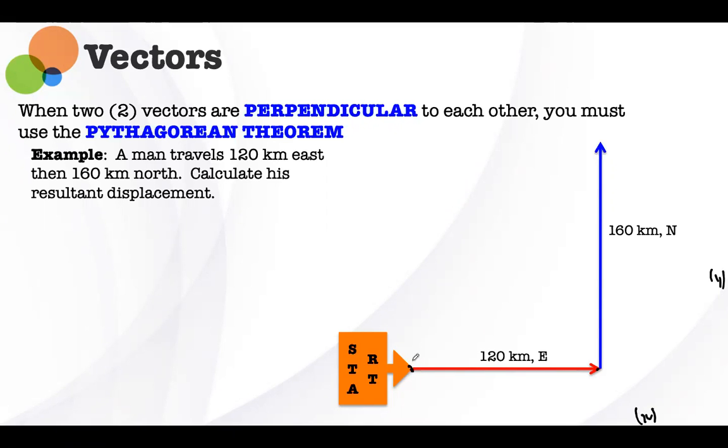You would go from where he starts, and then you would continue to where he finishes. This is where he finishes. So you would connect the start to the finish. And then this is your final resultant displacement. All right. Is that a little better?